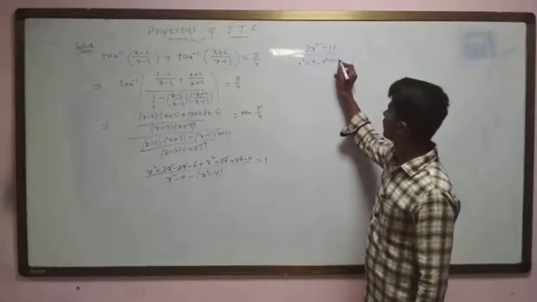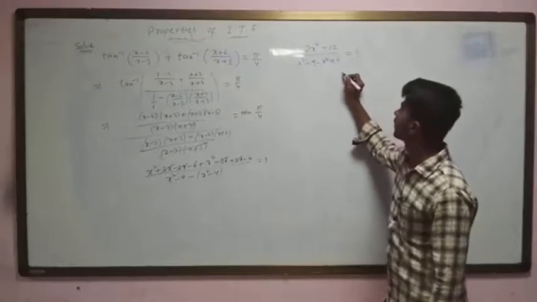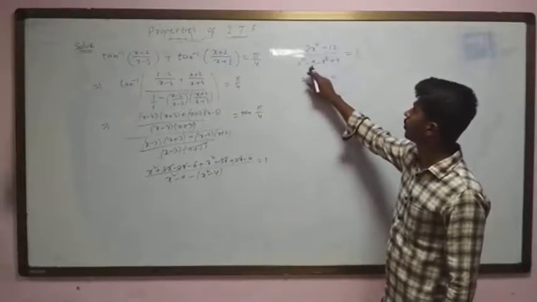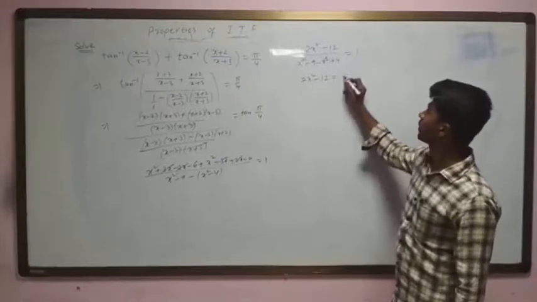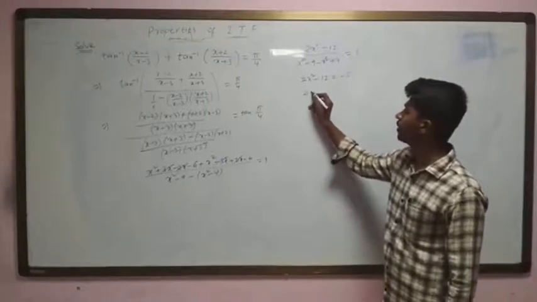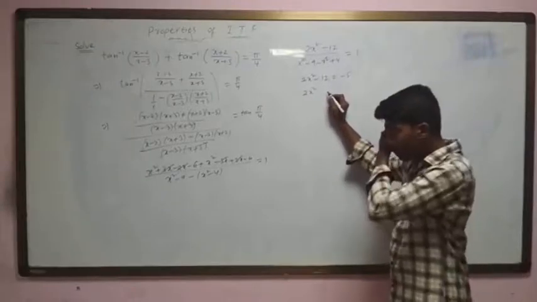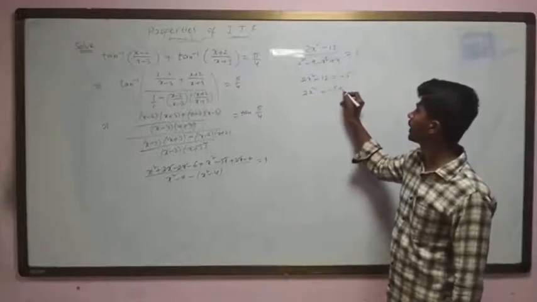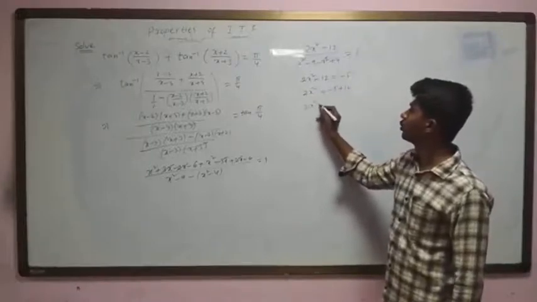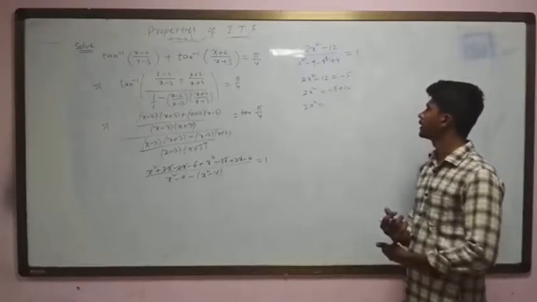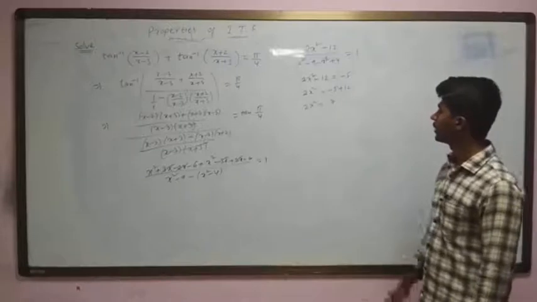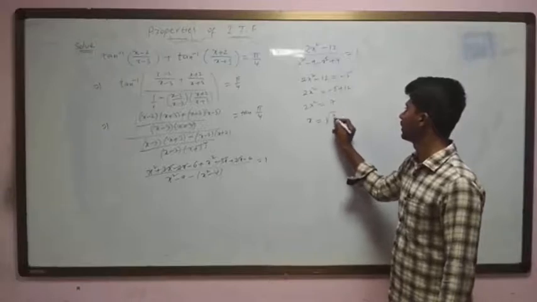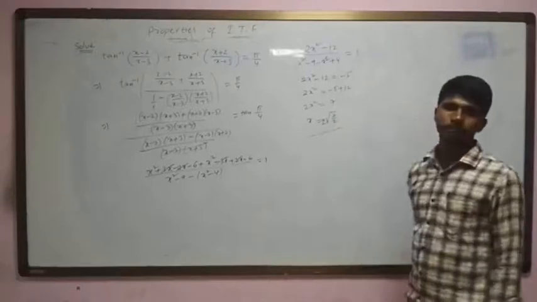minus x square plus 4, which is equal to 1. Minus x square plus x square cancel, 2x square minus 12 equal to minus 9 plus 4, that is minus 5, minus 5 into 1, minus 5. 2x square equal to minus 5 plus 12, 2x square equal to 12 minus 5, 7. So x is equal to plus or minus root over 7 by 2.